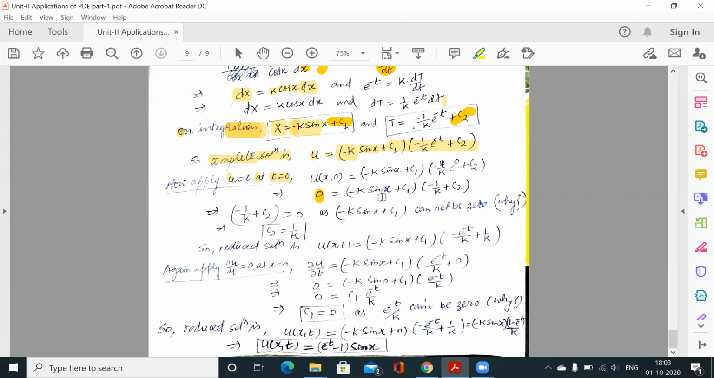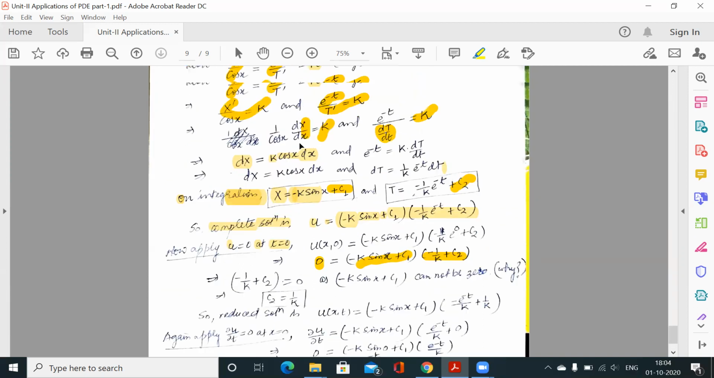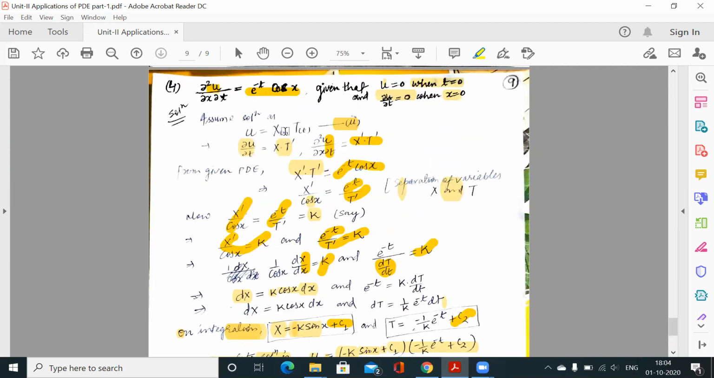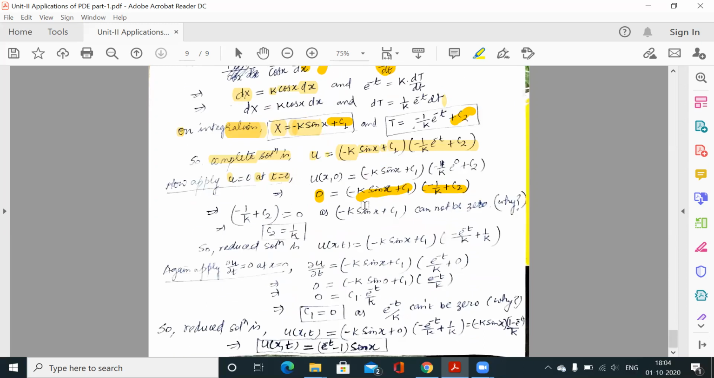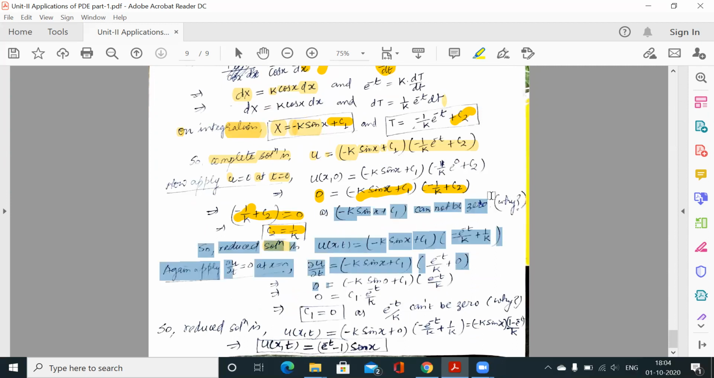So the product of two functions is 0. Either this factor is 0 or this factor is 0, but this factor cannot be 0. Why? Because if this factor is 0, then this solution is 0, that means X is 0, and that means the total solution is 0. So this factor cannot be 0. So the only possibility is that this is 0. So minus 1 by k plus c2 is 0, and this means c2 is 1 by k. I have written here also that k sin x plus c1 cannot be 0. Why? I have told you the reason.